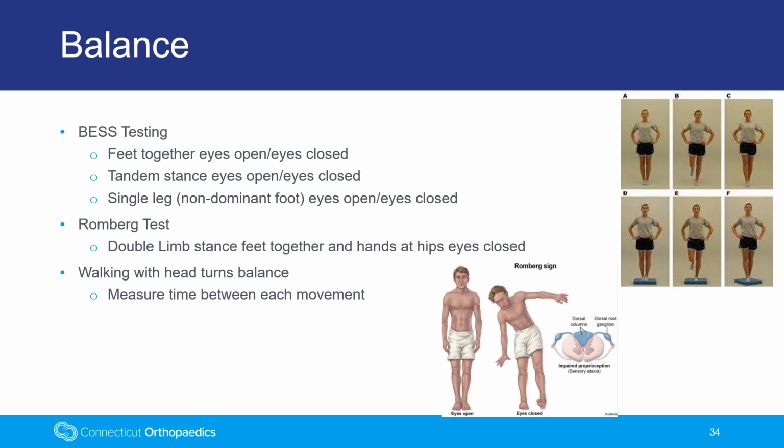Balance testing. Test the balance with feet together, eyes open and eyes closed, tandem stance, eyes open, eyes closed, and then single leg, eyes open, eyes closed. The Romberg test: double limb stance, feet together, hands at hips with eyes closed. Also assess head turns with walking, measuring the time between each movement to see if it's symmetrical.